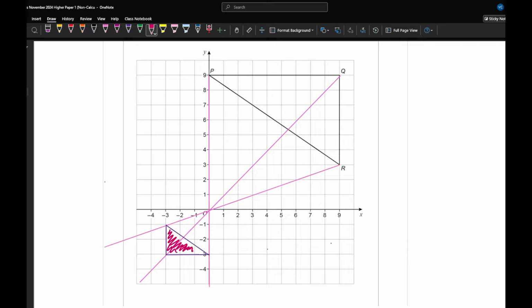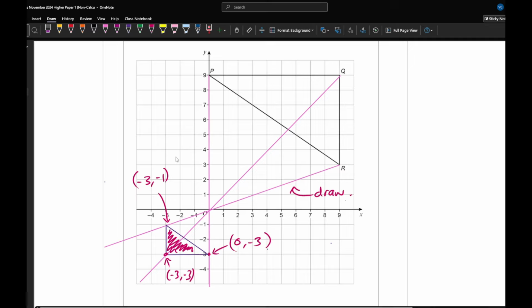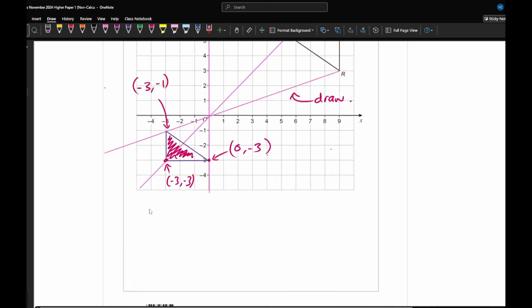You don't necessarily need to shade it, but this point here is at -3, -1. This point here is at 0, -3, and this point here is at -3, -3. And again, make sure that you're drawing your projection lines just to make sure that your transformed triangle is in the right place.